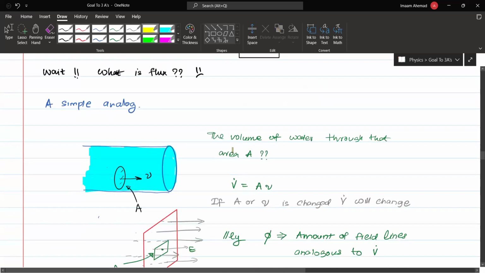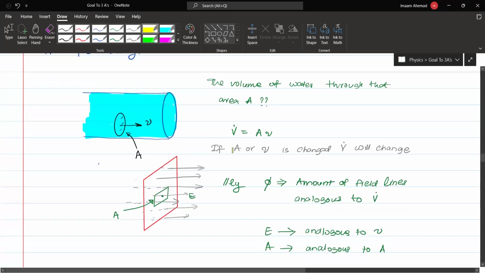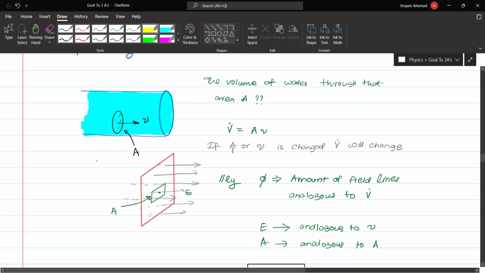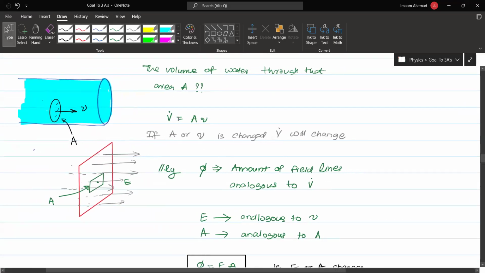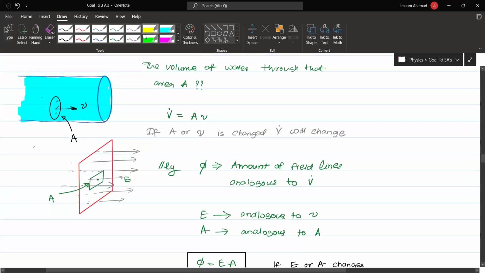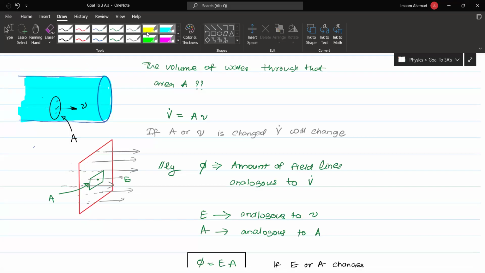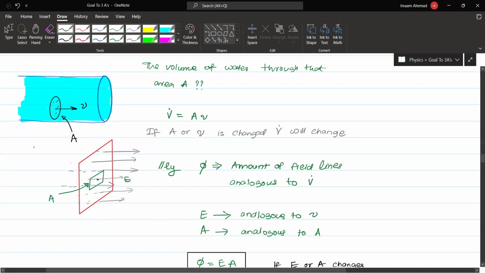So let's understand what flux is. To understand flux, I have a very simple analogy. Let's think this way. There's a pipe and water is flowing through it. My question is, how much volume of water is flowing through this area? From mechanics, you know that it is area into velocity. That will be the volume flux through that area.